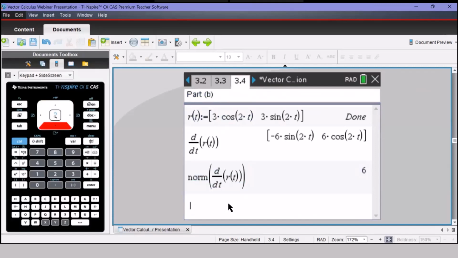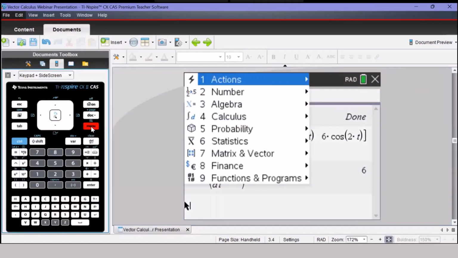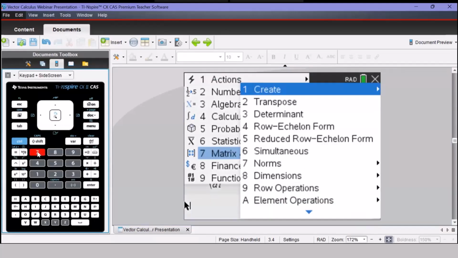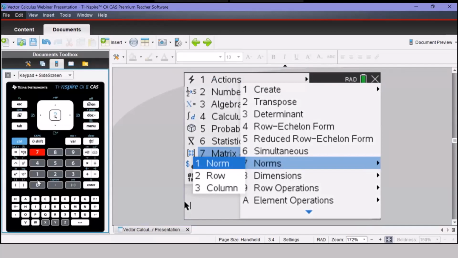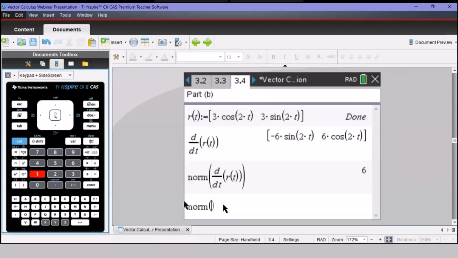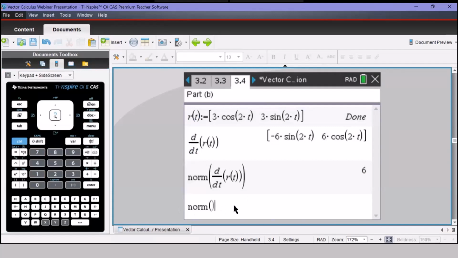So speed is the magnitude of a velocity vector. So basically we're working out the magnitude of the velocity vector. It's performed using this norm command. Where do we find norm? Well, back in the day, he'd be an overweight fellow sitting on the couch in Life Be In It ads. But today, you press 7 for matrix and vector, and then 7 for norms, and then 1 or enter for norm. So that's how you find norm.